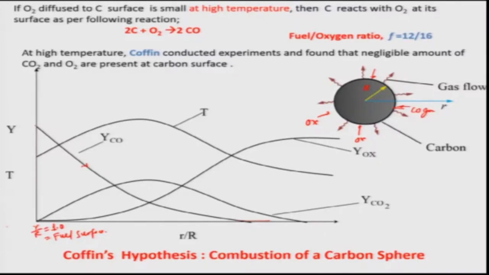And oxygen of course will be very low, almost small quantities, then it increases and attains the asymptotic values far away from the carbon sphere. But there is a very interesting thing: the carbon dioxide goes on increasing, reaches a peak value at some distance from the carbon sphere, and then decreases and reaches an asymptotic value far away from the carbon sphere. So also the temperature, from a certain temperature at the carbon surface, increases, has a peak value and decreases. So, this is a very peculiar data he got, and then he hypothesized how the combustion of carbon takes place.